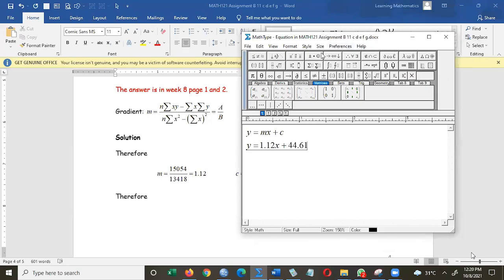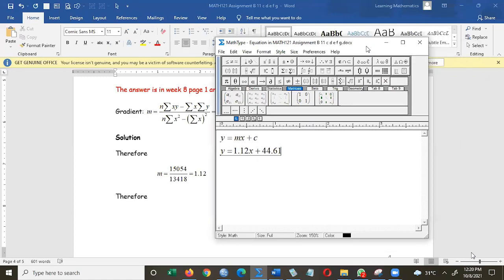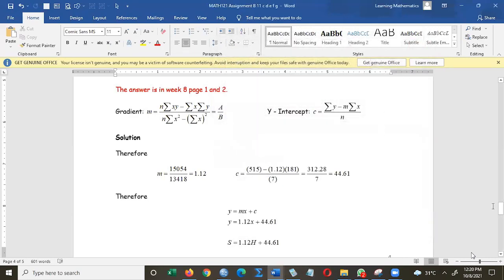But the question says write it in this form because y and x are general letters. They could mean anything. But in our particular example, y means score. Score is the dependent variable, so we can use letter S. And x is the independent variable, here it is hours of study. So here we have a formula to further analyze the relationship between hours of study and score.